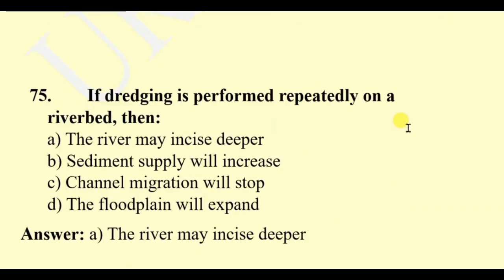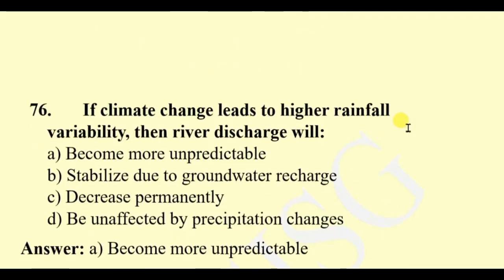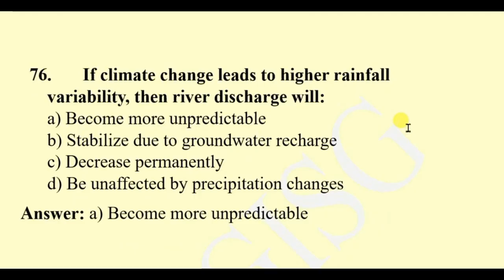Question 75. If dredging is performed repeatedly on a riverbed, or mining, then the river may incise deeper, sediment supply will increase, channel migration will stop, or the floodplain will expand. Here the right answer will be the river may incise deeper. Ecological and climate change impacts. Question 76. If climate change leads to higher rainfall variability, then river discharge will become more unpredictable, stabilize due to groundwater discharge, decrease permanently, or be unaffected by precipitation changes. So the right answer will be become more unpredictable.